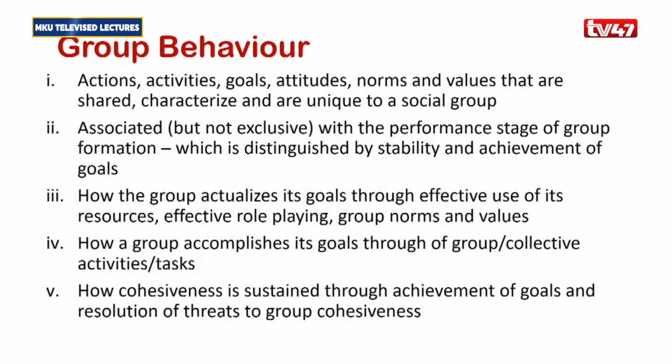So how the group is now actualizing its objectives, effective role playing, group norms and values. This is not to say that you will not have lapses when these aspects of the group are not being delivered, but in terms of the standard and ideal, group behavior will have these things happening. Number 4, how a group accomplishes its goals through group collective activities. And number 5, how cohesiveness is sustained through achievement of goals and resolution of threats to group cohesiveness.